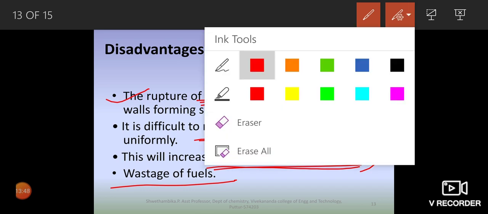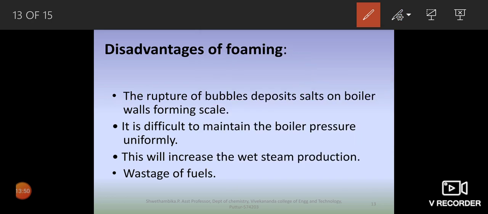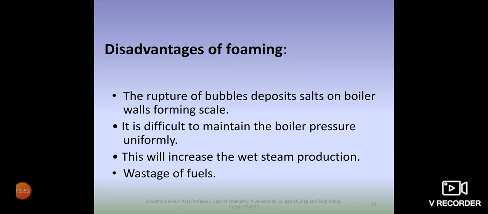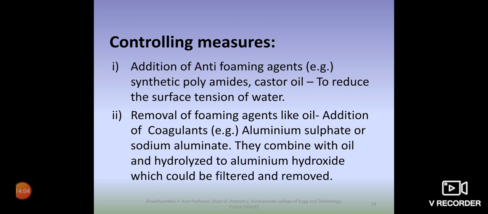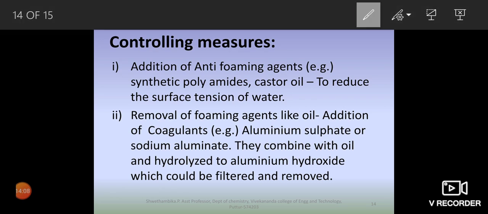So let us once summarize the disadvantages of foaming. That is, first one is rupture of bubbles causing scale, then boiler pressure disturbed, then wet steam production is favored, and wastage of the fuels would be taking place. Let us see some controlling measures. So here this is easy to understand. We will add some anti-foaming agents.